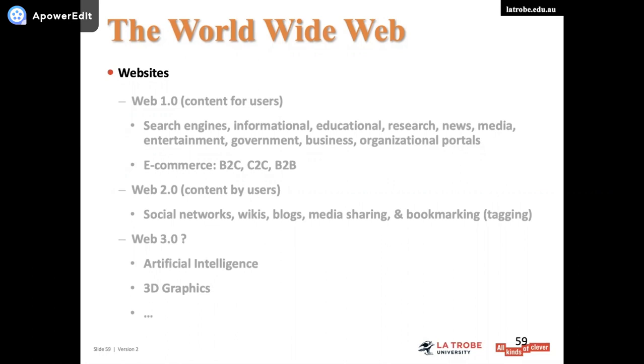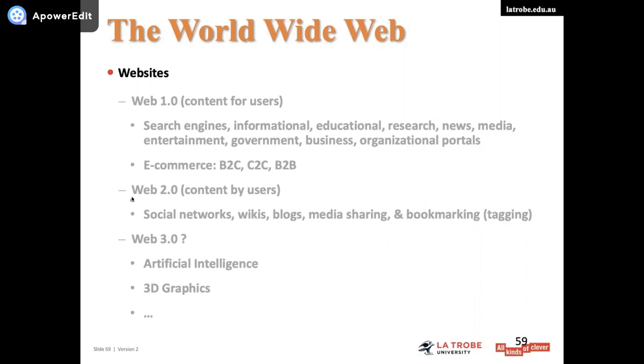Then comes Web 2.0. Now it has changed to content by the user, because later we have social media and social networks, such as Facebook, Wikipedia, blogs, Twitter, and media sharing. These kinds of websites started to become very popular. So from now on, the content is more provided by the users themselves, not provided by the website.